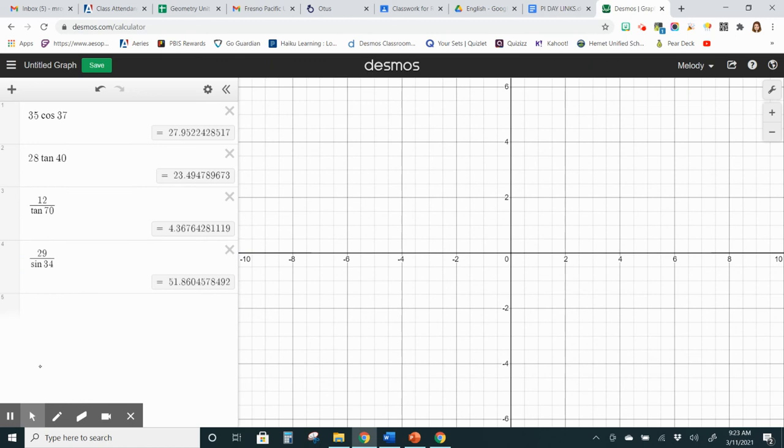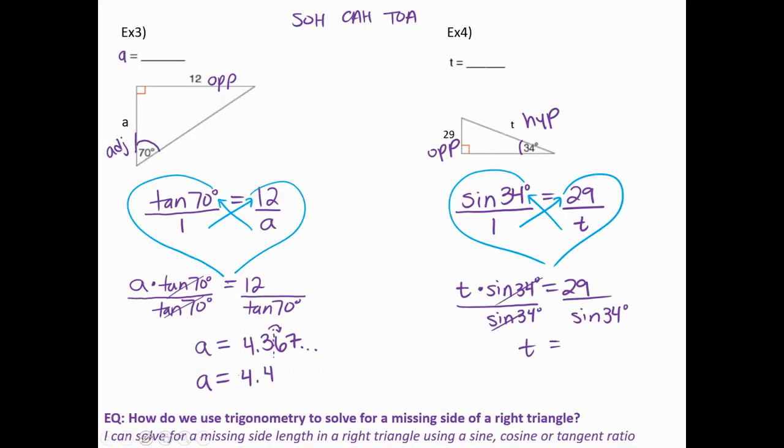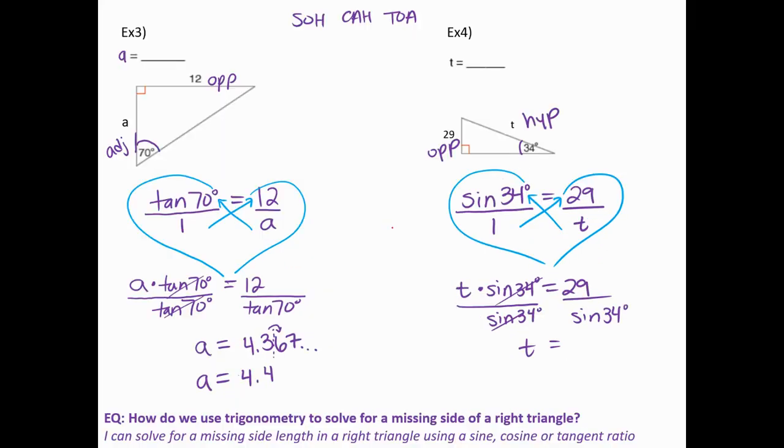Okay, so we get our answer there. We did 29 divided by sine 34. Here's our answer, 51.860. I'm going to copy that over, hopefully correctly. That's always helpful. 51.860, I believe it was. Oh dear, I don't remember. I'm going to check it. 51.860. Yes, see, I said it and I already was not sure. 51.860. And then remember that, of course, goes on, but we are going to cut it off.